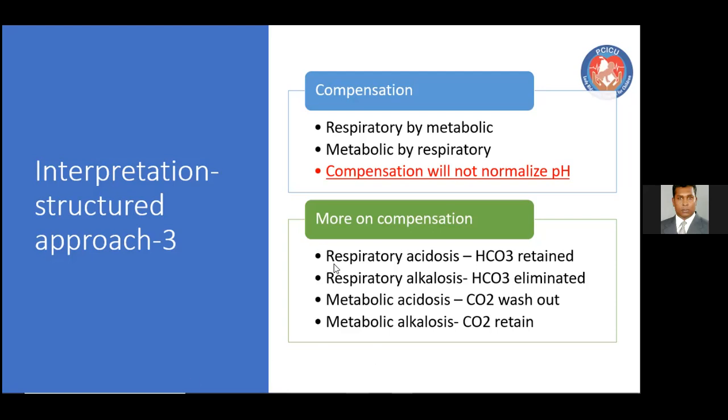So remember, respiratory acidosis is compensated by retaining the bicarbonate, respiratory alkalosis by eliminating the bicarbonate, and metabolic acidosis by washing out the carbon dioxide, and metabolic alkalosis by keeping the carbon dioxide. And usually metabolic processes will be compensated quite quickly, because the respiratory system is very efficient in washing out carbon dioxide or keeping carbon dioxide. But the respiratory process will not be compensated that rapidly, because kidneys take some time either to retain bicarbonate or eliminate bicarbonate.